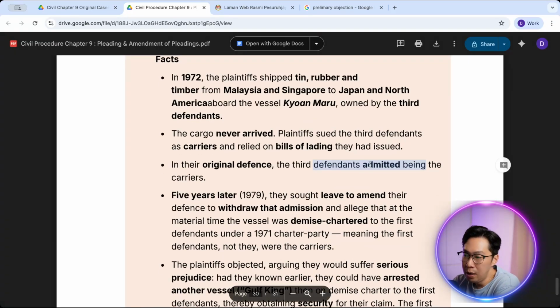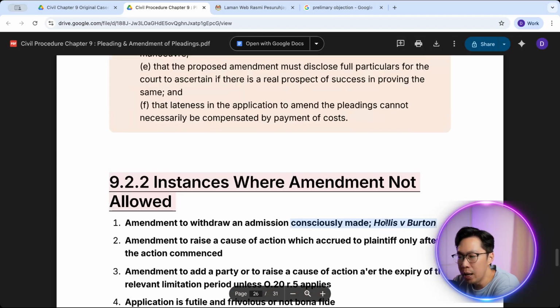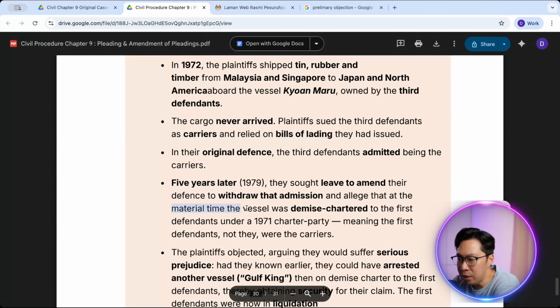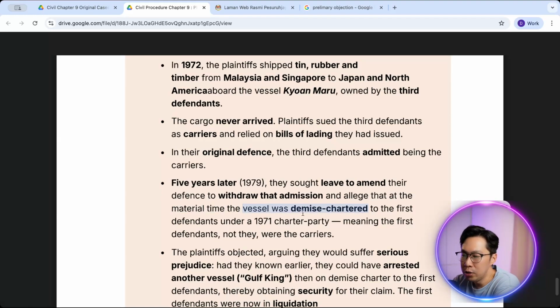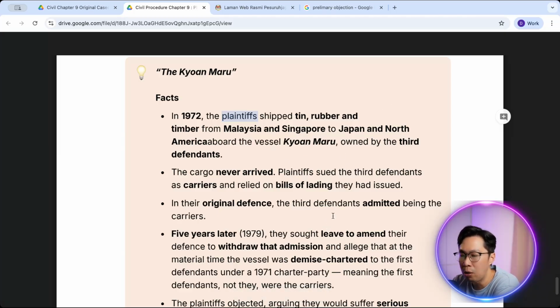Five years later, the defendant wanted to amend their defense to withdraw this admission. Almost the same thing like this Hollis and Burton. Withdraw an admission consciously made. They wanted to withdraw it and allege that at the material time the vessel was a chartered one. At first, in 1972, in their defense they said, we are the carrier. Obviously, the plaintiff then relies on this defense and prepares the case. Five years later, they wanted to pull back their admission and say, sorry, I'm not the carrier, actually we chartered it. Chartered means you rent it from someone else. This vessel doesn't belong to us.